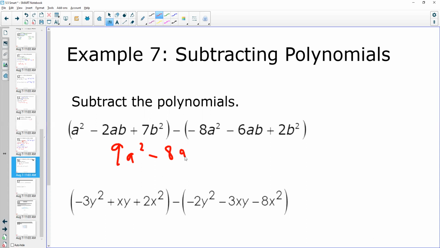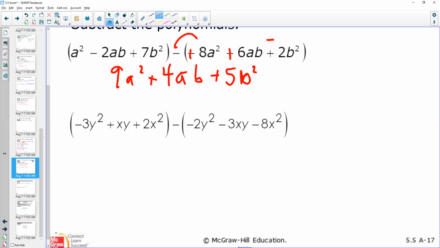Nope, I think I did something wrong there. Let's see. Distribute that minus, that's going to become plus, a plus, and a minus. So I have 9a squared minus, so that's plus 4ab, and then plus 5b squared. All right, you try the last one, pause, and work it through, right?